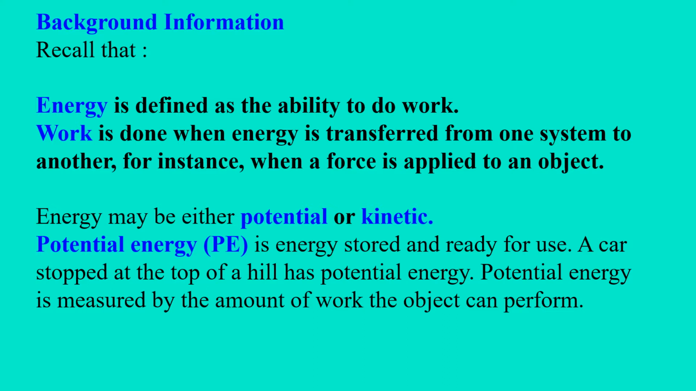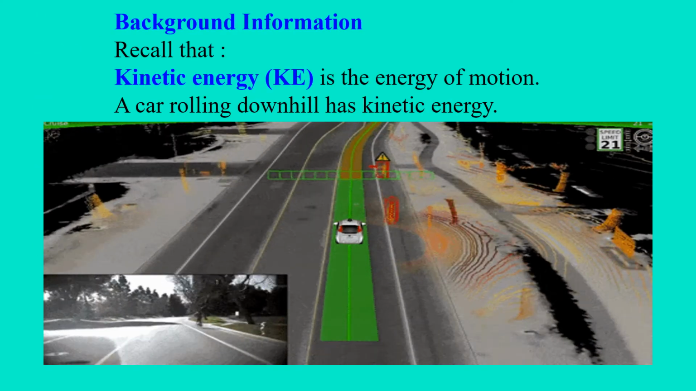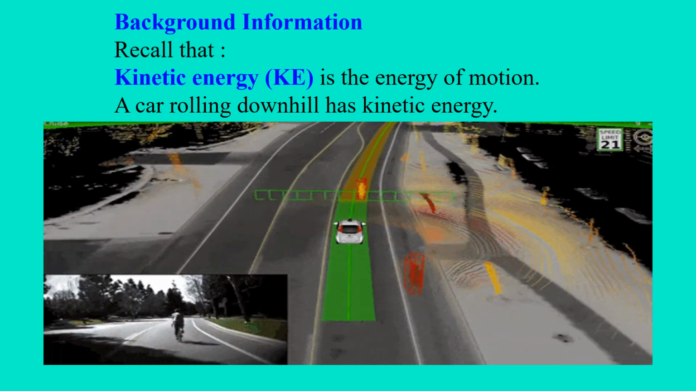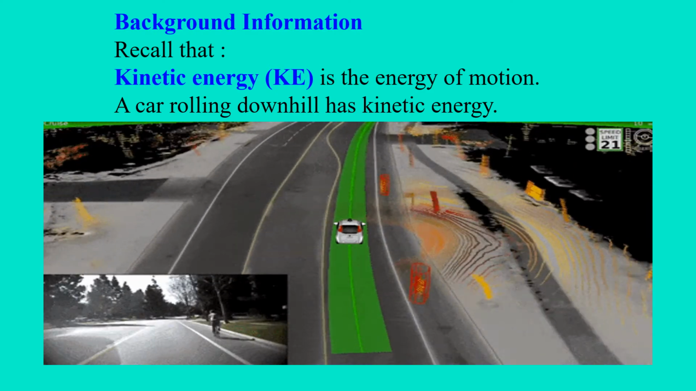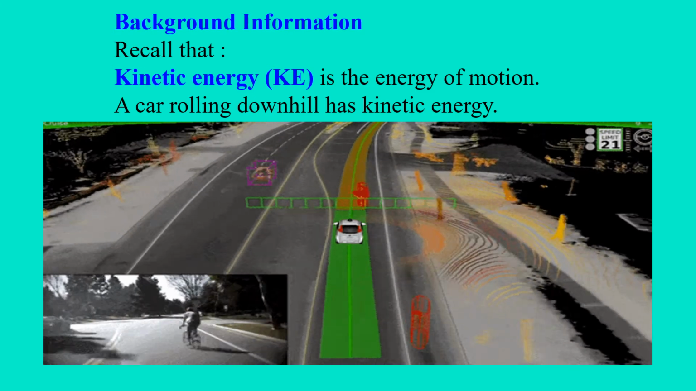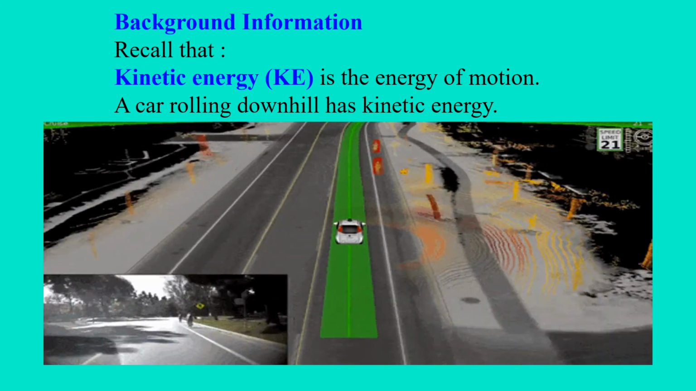Potential energy, PE, is energy stored and ready for use. A car stopped at the top of a hill has potential energy. Potential energy is measured by the amount of work the object can perform. Kinetic energy, KE, is the energy of motion. A car rolling downhill has kinetic energy.